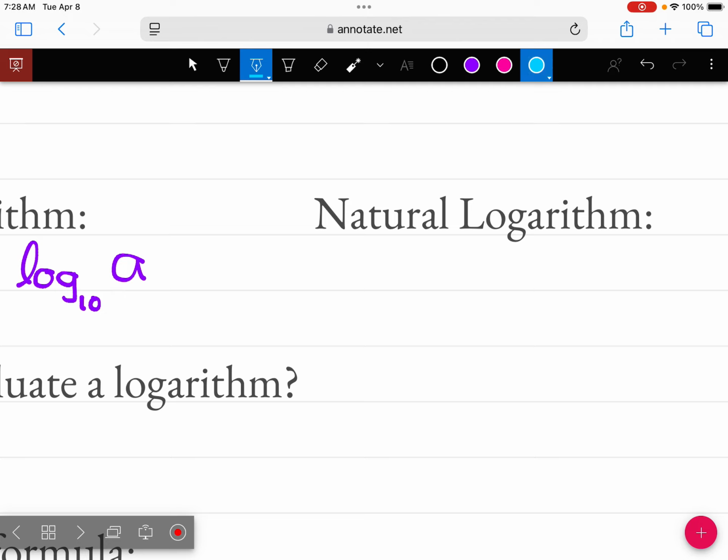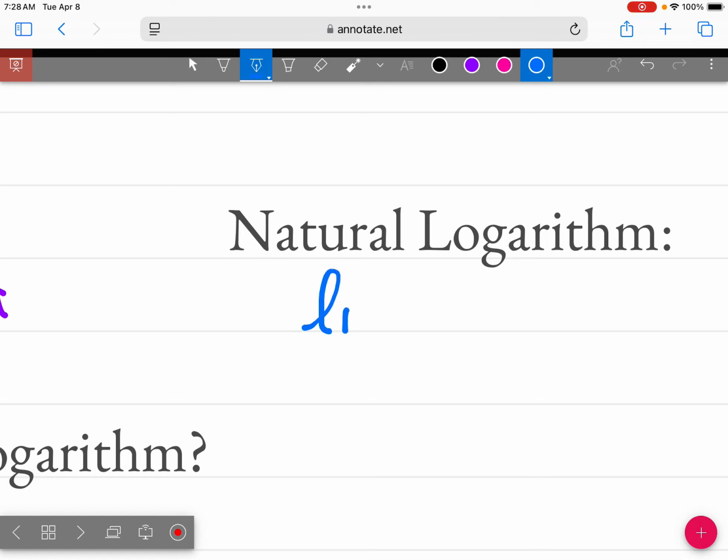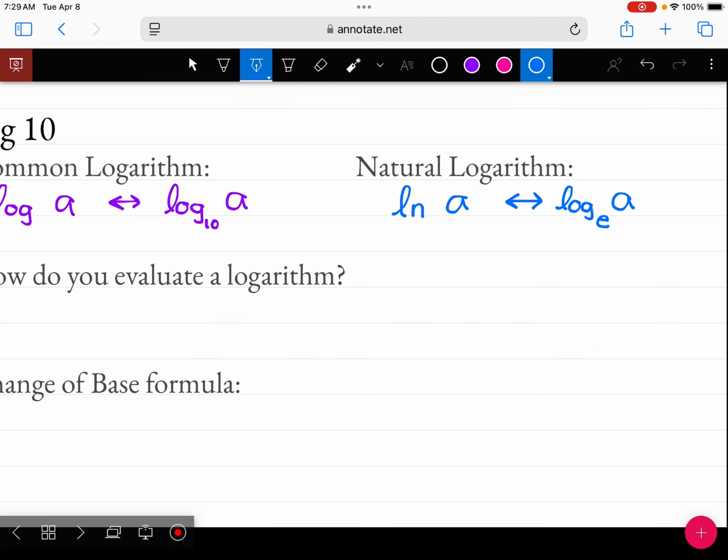The natural log, what do we know about that guy? It is more often than not written as ln of whatever that argument is, but it is 100% equivalent to log base e of whatever that argument is. We are going to work with these guys a bunch today. We're also going to start figuring out how to use calculators for logs today.